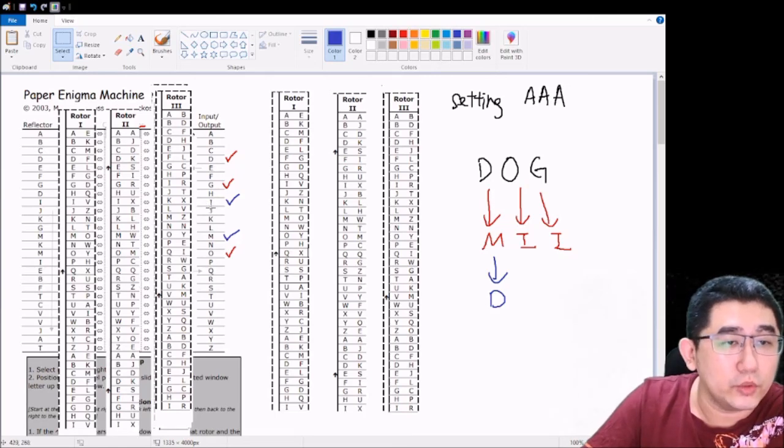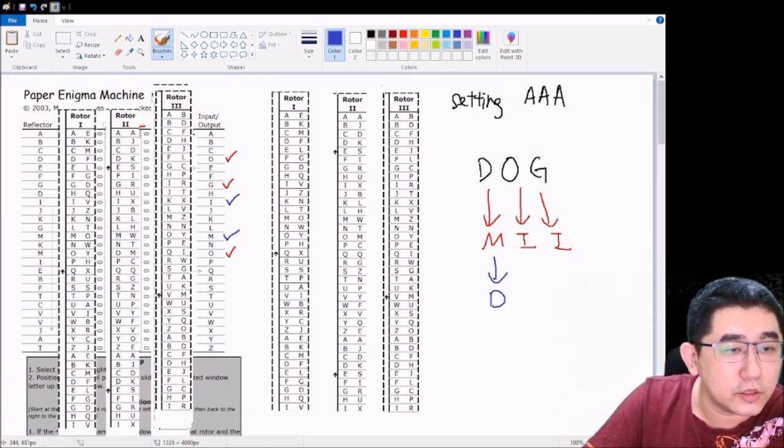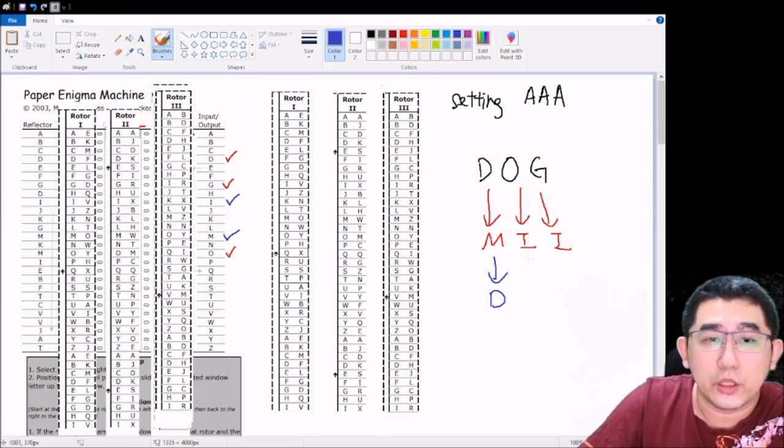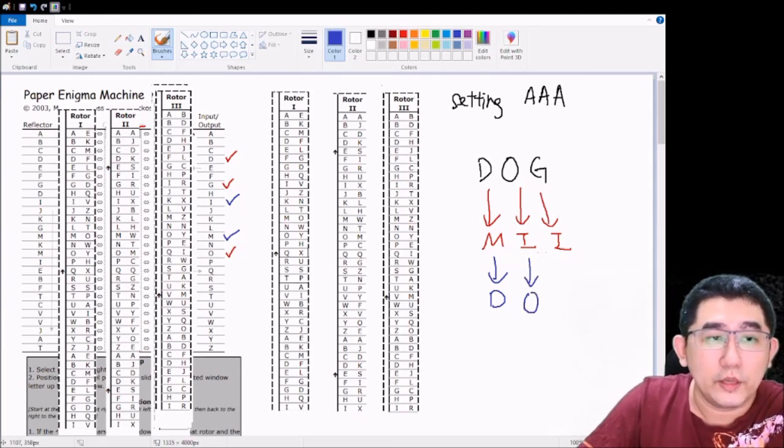The letter I will go to X. Let's see where the other X is. X is over here, then goes to Y. Goes to C, goes to the reflector C, goes to the other C on the reflector, goes to U, goes to R. R goes to R, goes to I, then the I over here goes to O. So it comes back to O.